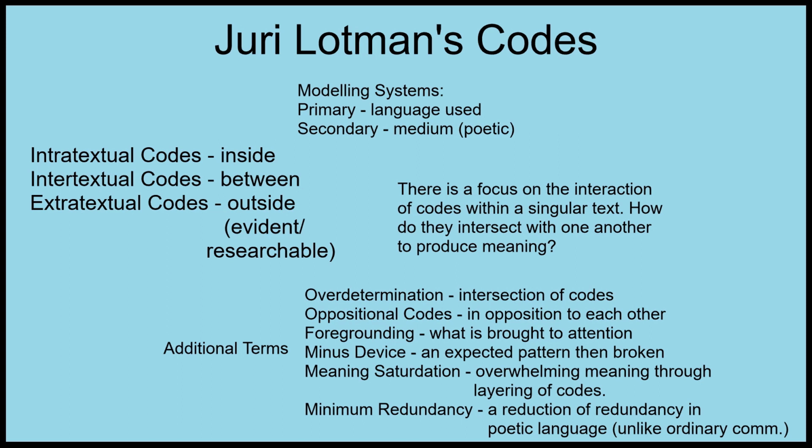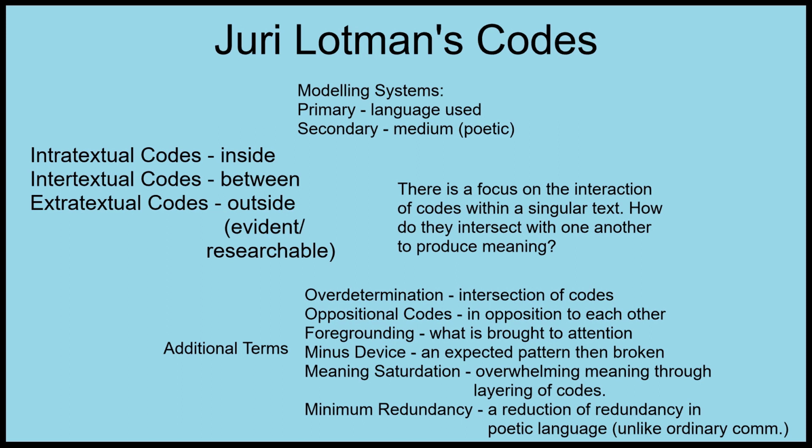Interesting. But that's what overdetermination is. It's just the intersection of these codes. And so if you want to understand a poem using Lotman's codes, you need to look at all the codes. You can't just look at one type of code.